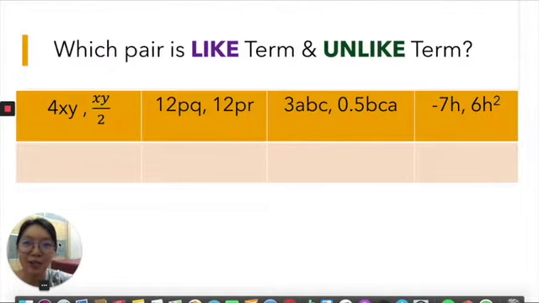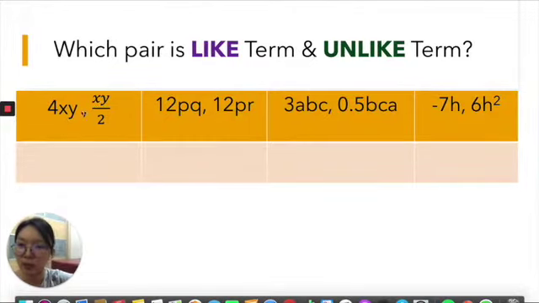Right, let's do some exercises together. Which pair is like terms and unlike terms? Like terms 同类的, unlike terms 不同类的. For like terms, we are comparing two things, variables and the power. If both are the same, we call them like terms. If the variables are not the same, or if the power is not the same, they are considered unlike terms.